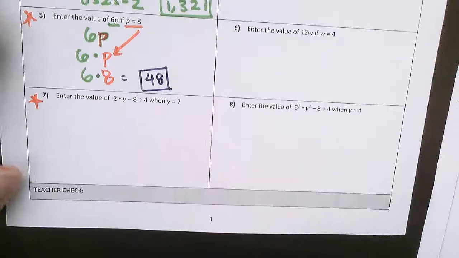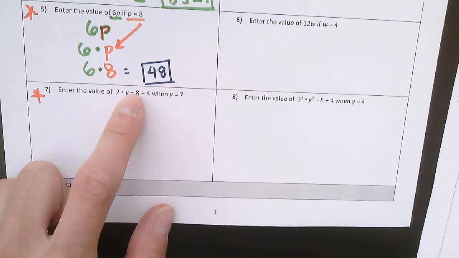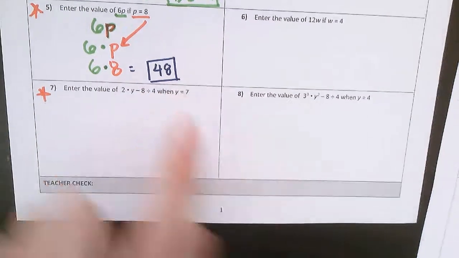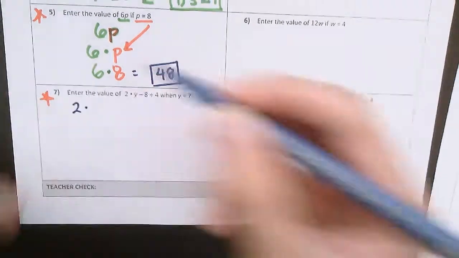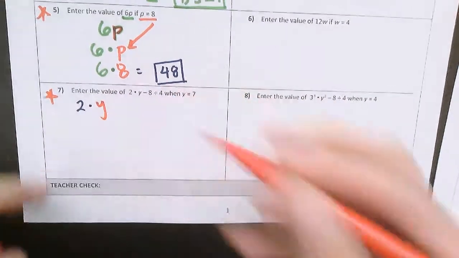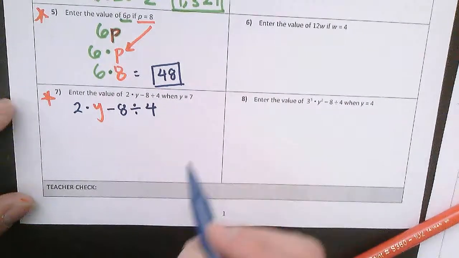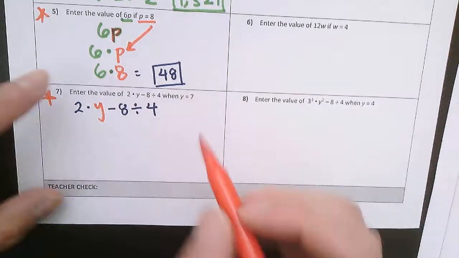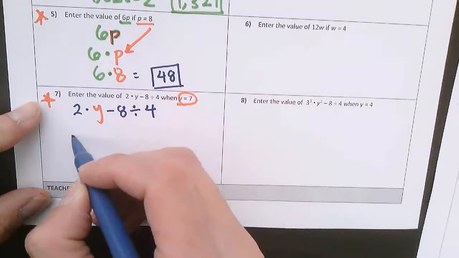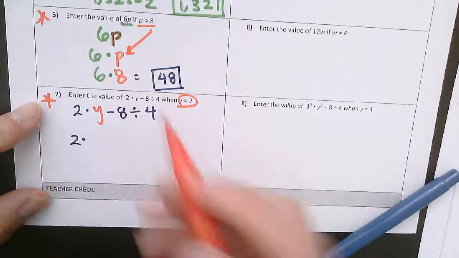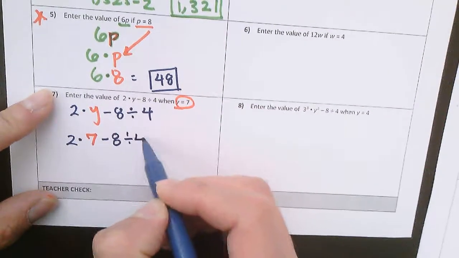Number 7. Enter the value of 2 times y minus 8 divided by 4 when y is equal to 7. So if I have 2 times y minus 8 divided by 4, and I know that y is equal to 7, I can take that 7 and put it in for this y right here. So that it becomes 2 times 7 minus 8 divided by 4.